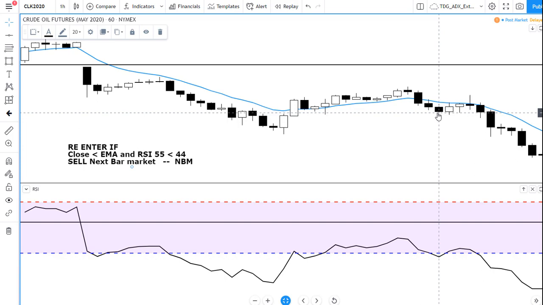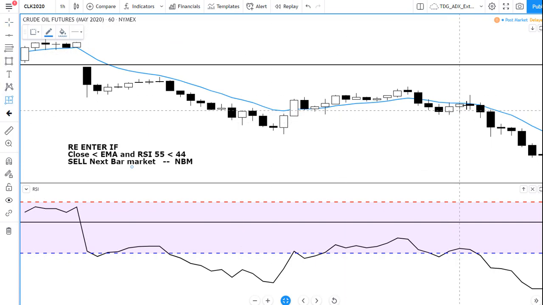Right here, do we close below the EMA? Yes. I want you to think just like a mechanical system. Right here, is the close below 44? Yes. Then we want to sell the next bar at market. All right, now let's take a look. We sell the open of the next bar.